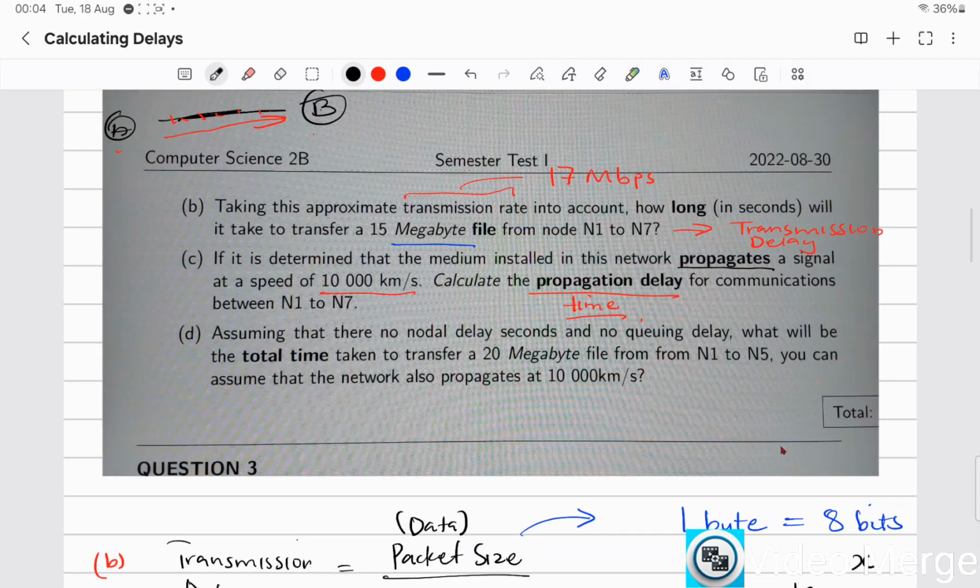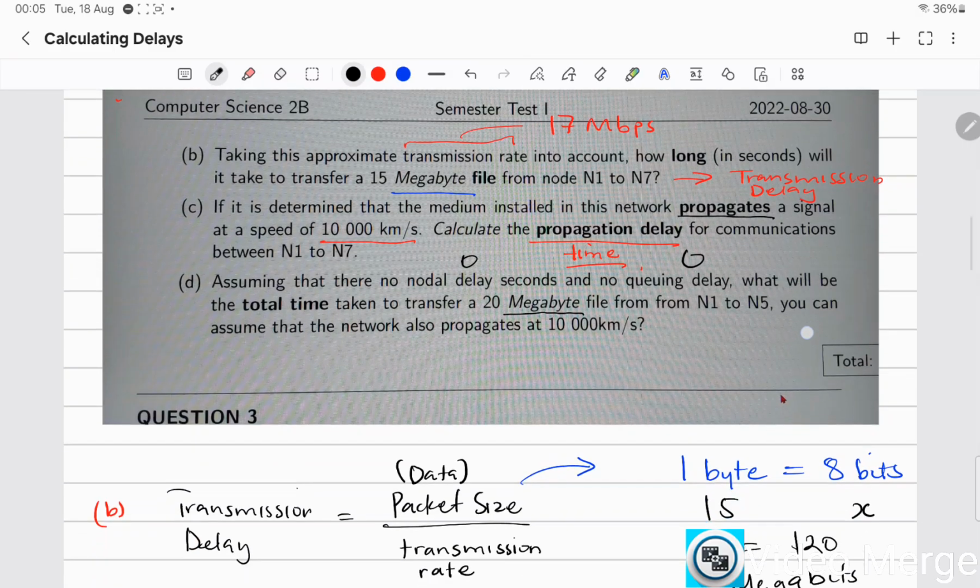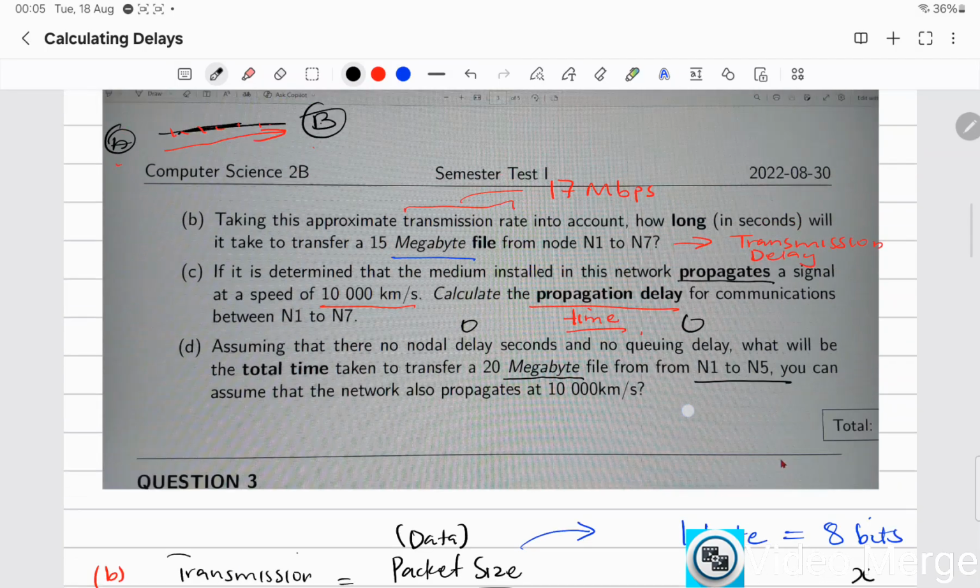Now let's move to this last question. The last question says that assuming there's no nodal delay, which means this is 0, and there's no queuing delay, this is 0 again, what will be the total time taken to transfer a 20 megabit file from N1 to N5? You can assume that the network also propagates at 10,000 kilometers per second. Good. Now we're moving from N1 to N5. Come here.